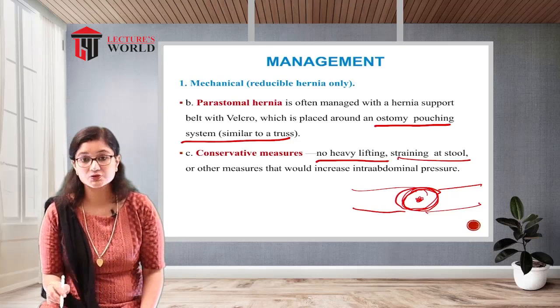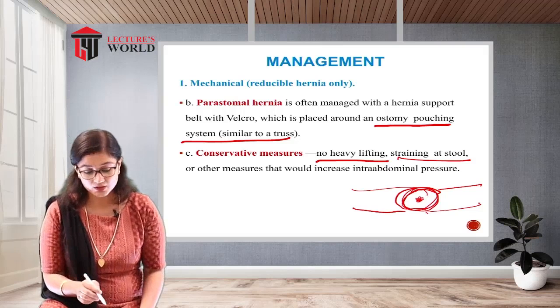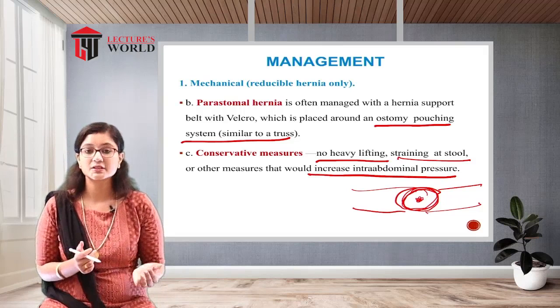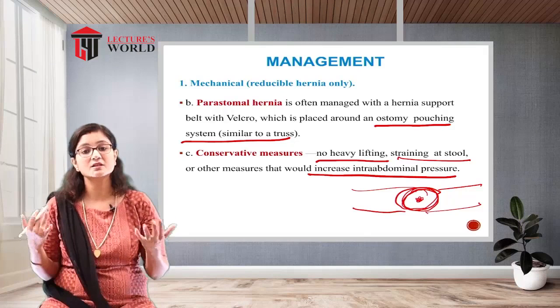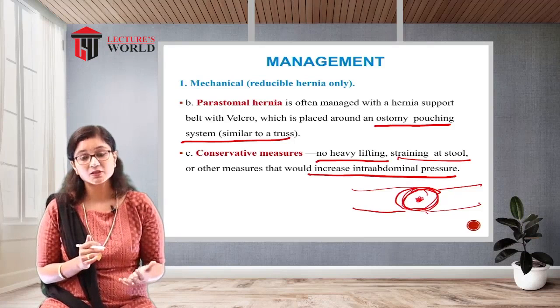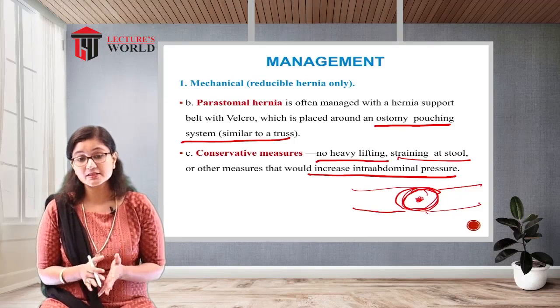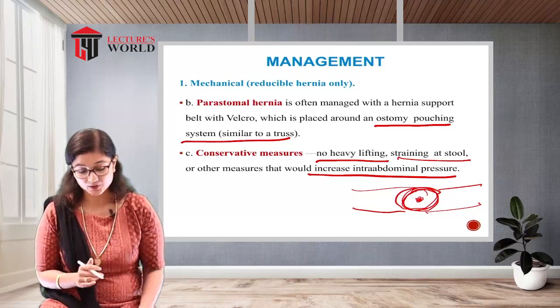Straining at stool should be avoided. So what can be given to the patient is a laxative, or other measures that will reduce the intra-abdominal pressure. What are the other things which can increase the intra-abdominal pressure? If he is obese, then he should not gain more weight. He has to decrease his weight, or bring it back to normal. Those are the reasons for the increase in intra-abdominal pressure.